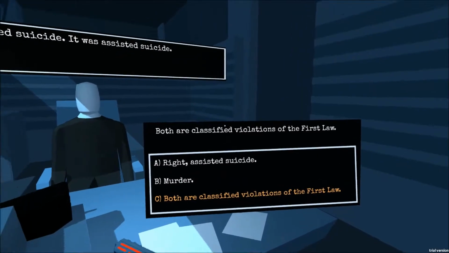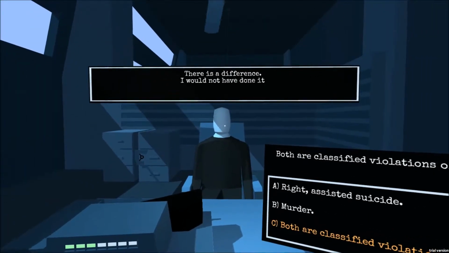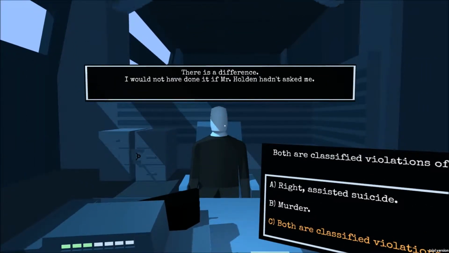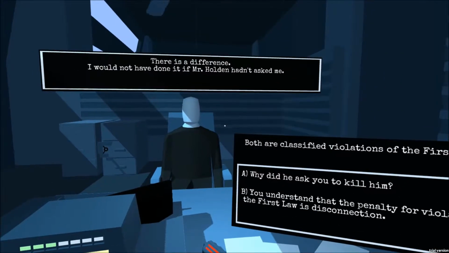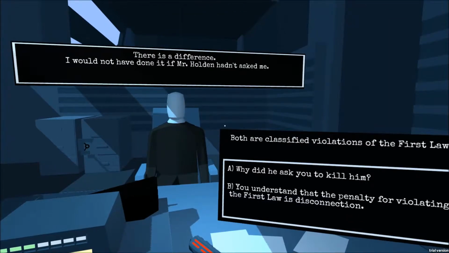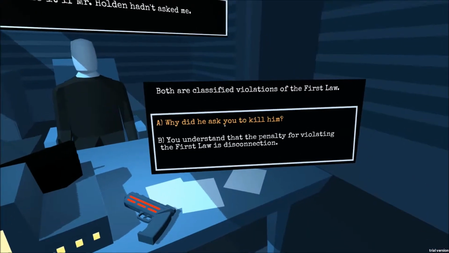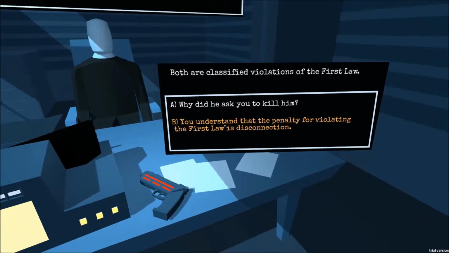Both are classified as violations of the first law. There is a difference. I would not have done it if Mr. Holden hadn't asked me. Why did he ask you to kill him? You understand the penalty for violating the first law is disconnection.